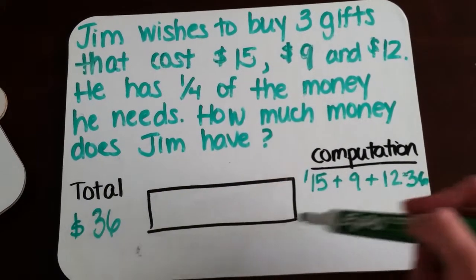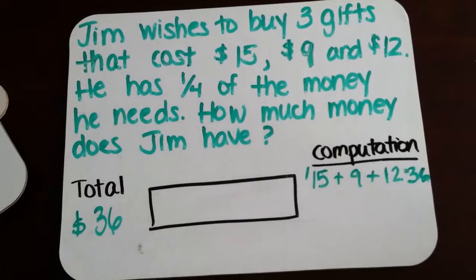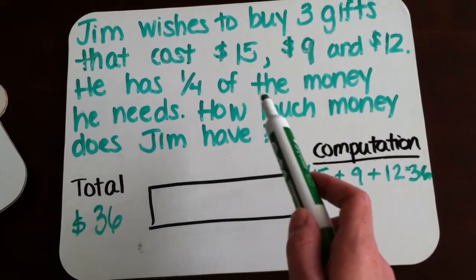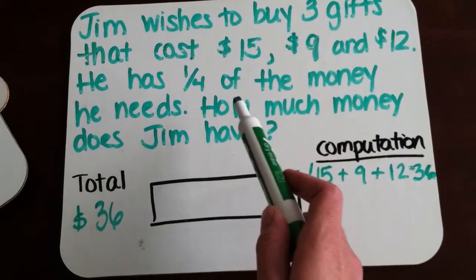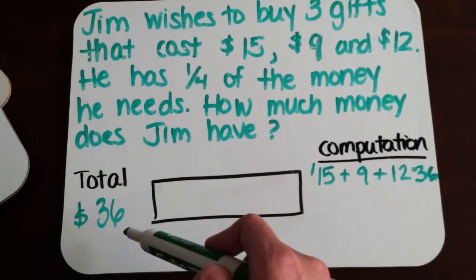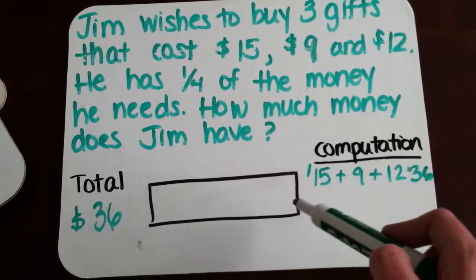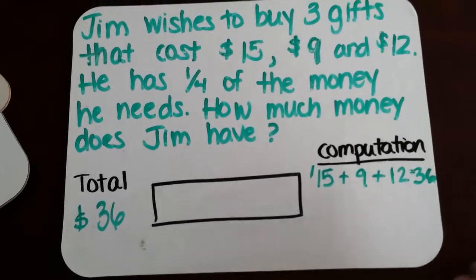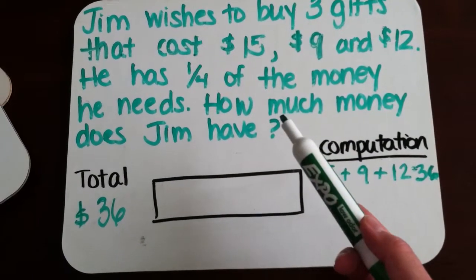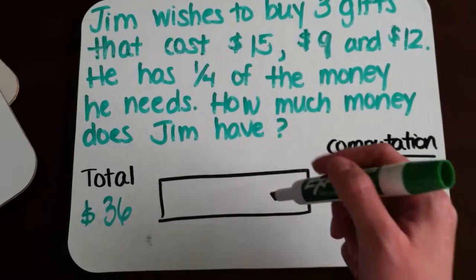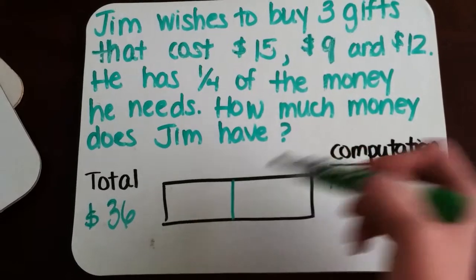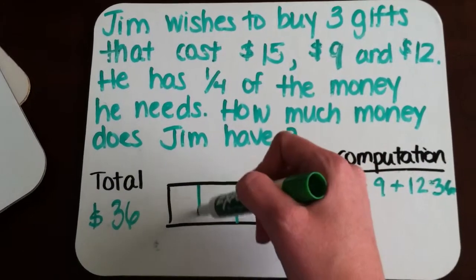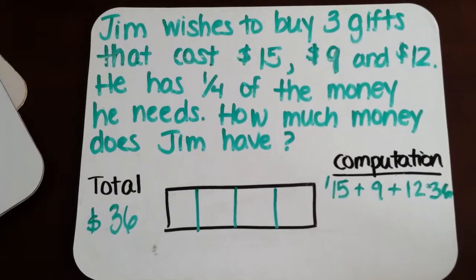Okay, so my bar here represents $36. It says that Jim has 1/4 of the money that he needs, or 1/4 of 36. We need to find 1/4 of our bar. How are we going to do that? Well, if you want to find 1/4 of something, you need to cut it into 4 pieces. So I cut it in half, and then in half again to get 4 pieces.